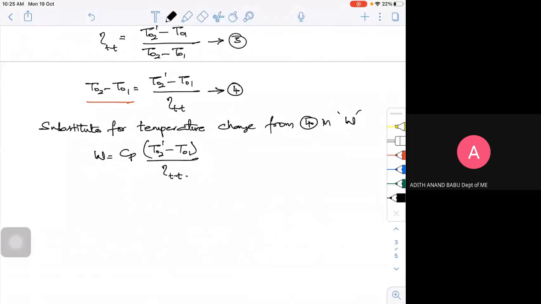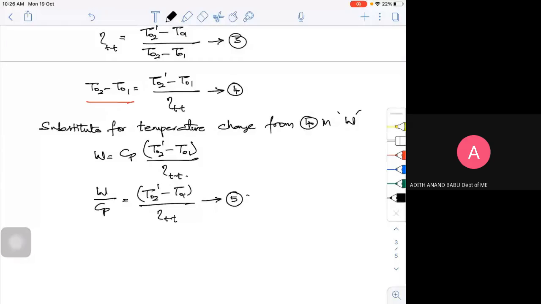Or I can write W by Cp as T naught 2 dash minus T naught 1 divided by total to total efficiency. Whichever way I want, I can write it. So W by Cp is equal to T naught 2 dash minus T naught 1 divided by total to total efficiency. Let me call this expression number 5.